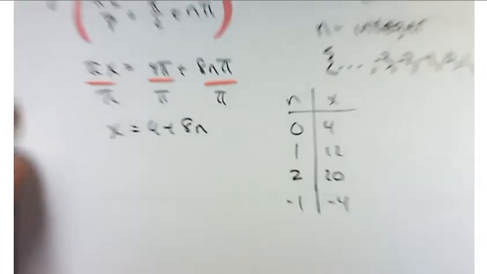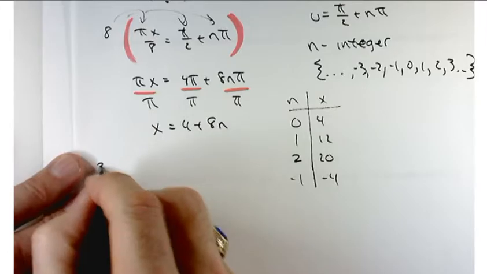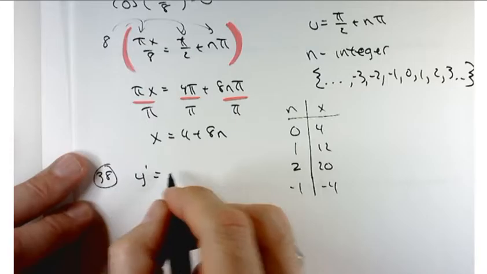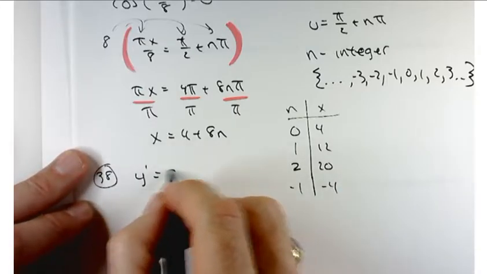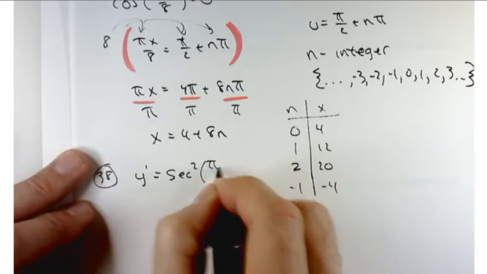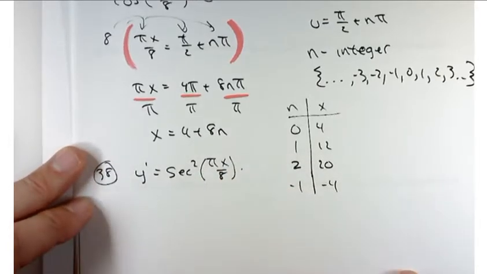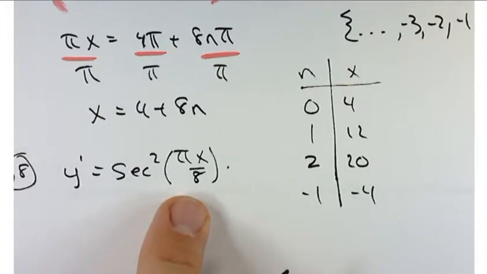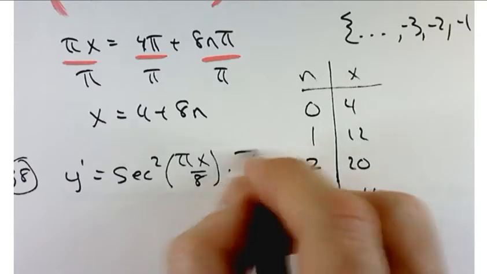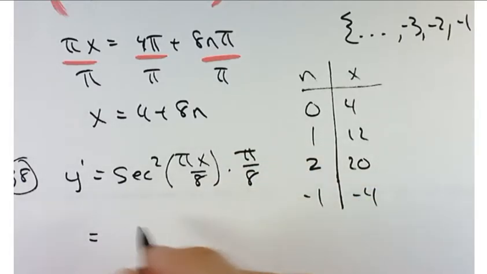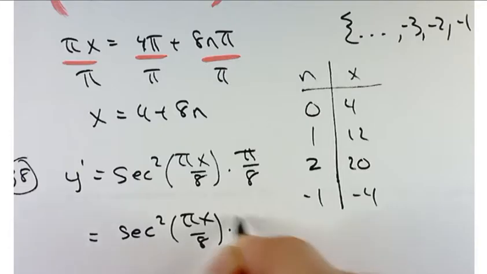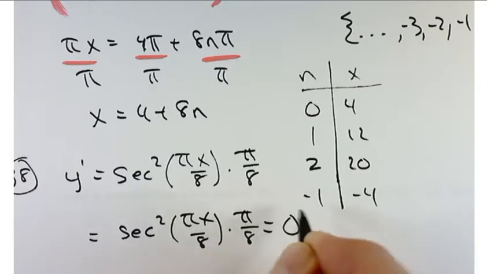All right. Let's work on problem 38 then, in terms of finding the derivative. Y prime is going to be the secant squared of pi x over 8. That's just the derivative of the outside. What's the derivative of the inside? Pi over 8. So can secant squared of pi x over 8 times pi over 8 equal 0?